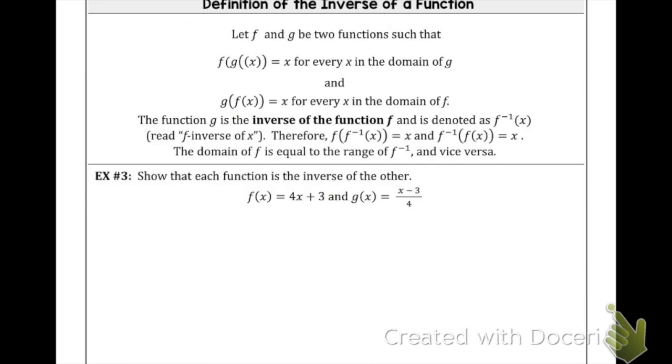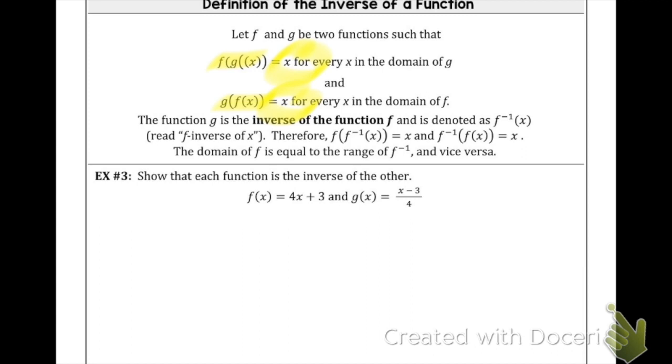Okay, so definition of our inverses. If we have two functions, let's say f and g, and we want to determine whether they are inverses or not, if we do a composition of the two functions, my output should be x. And if I do a composition in reverse, my output should also be x. So we can use this test to verify. So the function g is the inverse of a function f. It's denoted by our notation. So if I do a composition between the two, I should have an output of x, right? And remember that the domain of f will be equal to the range of your inverse.